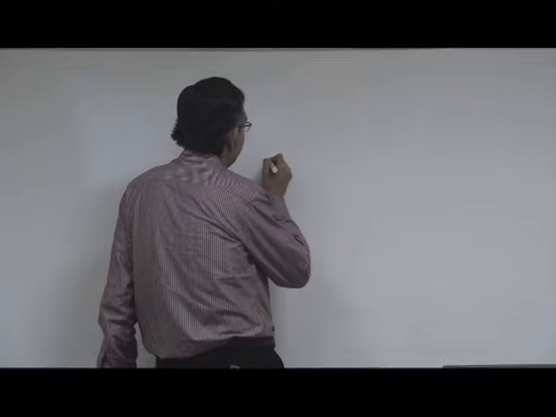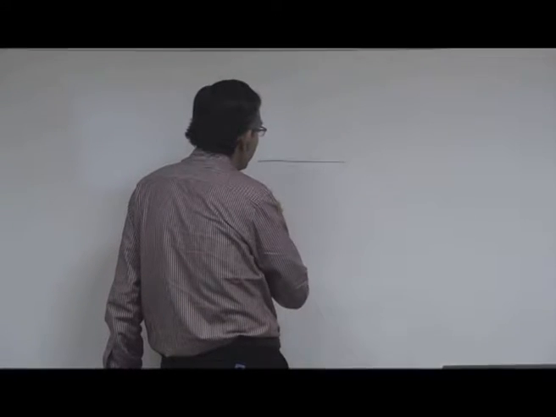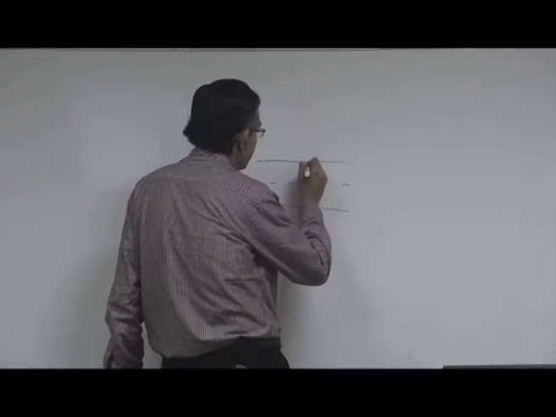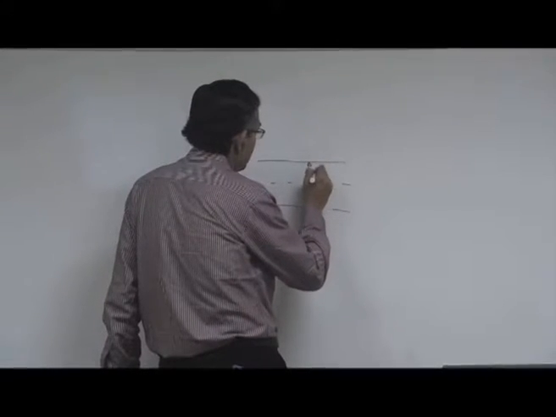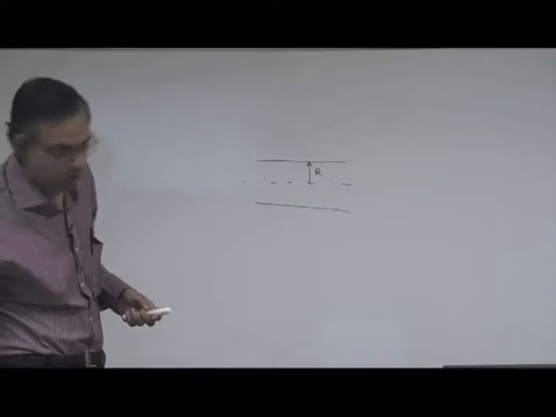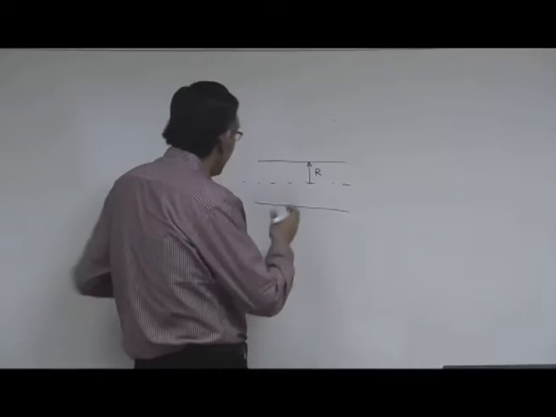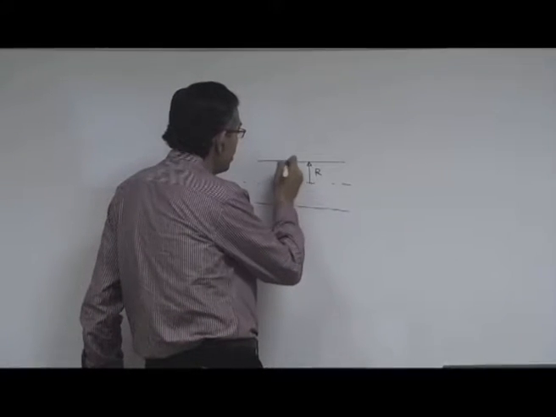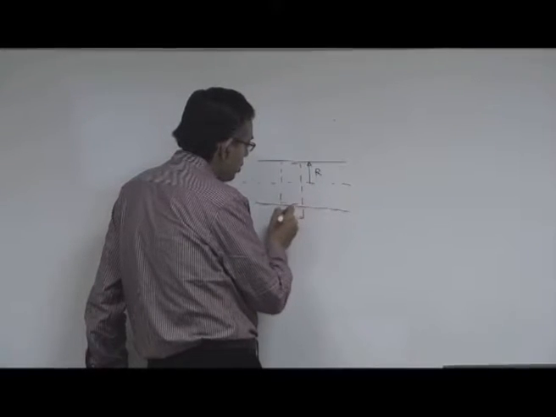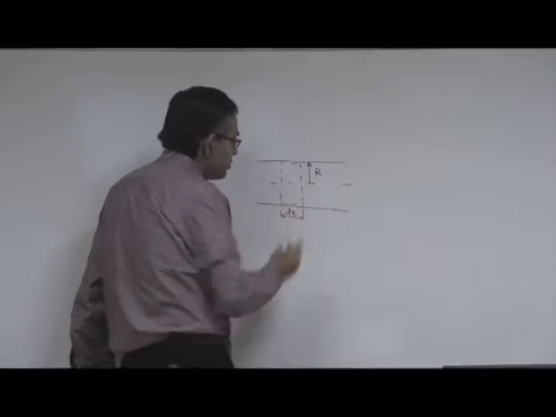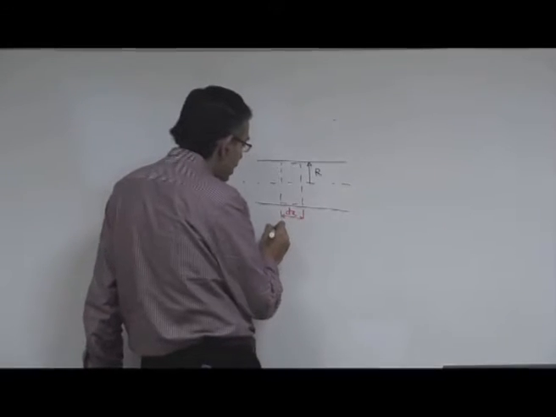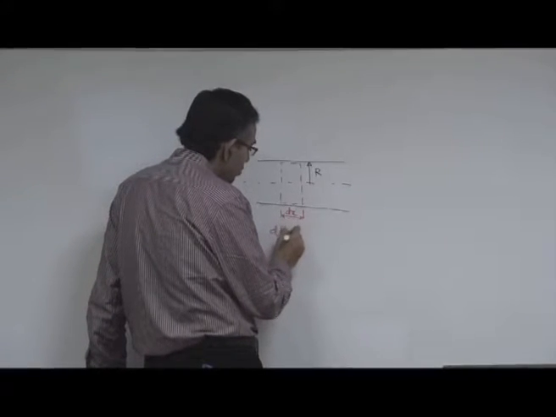So, let us say there is a circular capillary of radius r. Now, you take a small control volume of length dx. If the drag force acting on this is dFd, then what is dFd?